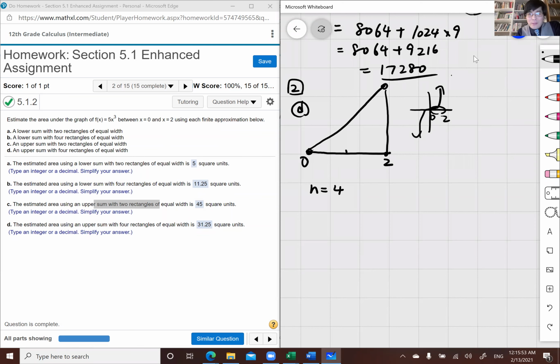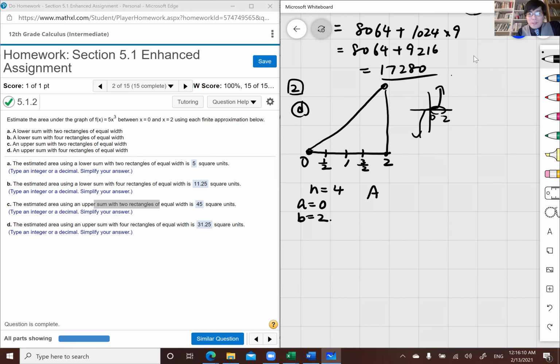So I have to divide the interval into 4 congruent segments. So this is going to be 1, and this is going to be 1/2, and this is going to be 3/2. Okay, left endpoint is x equal to 0, and the right endpoint is x equal to 2.